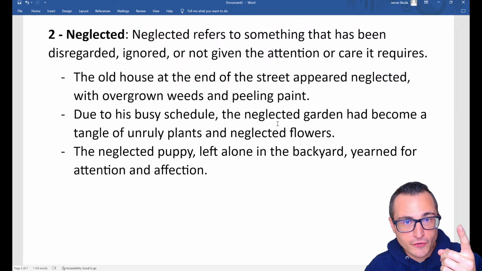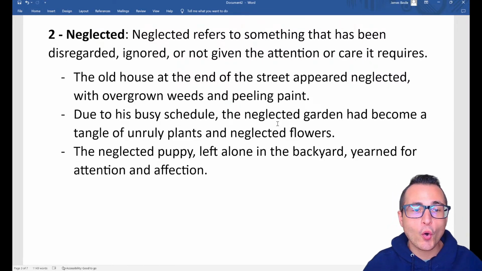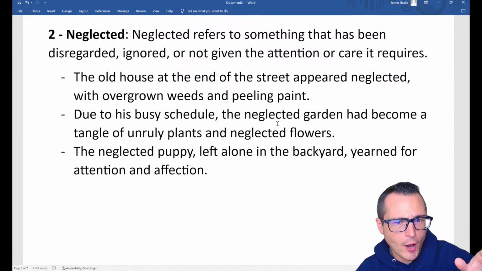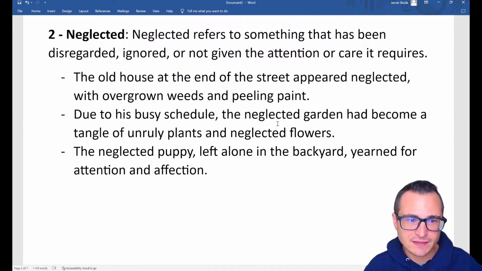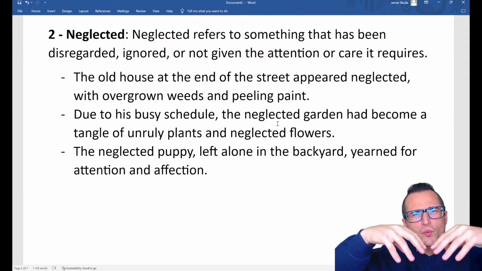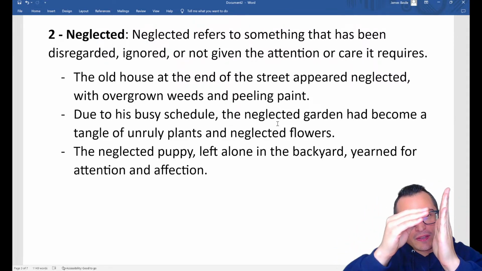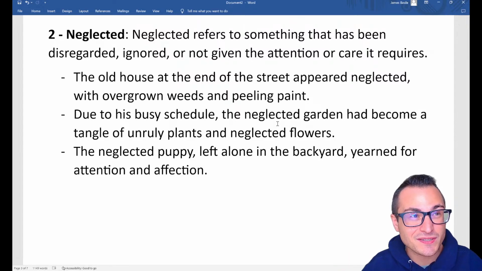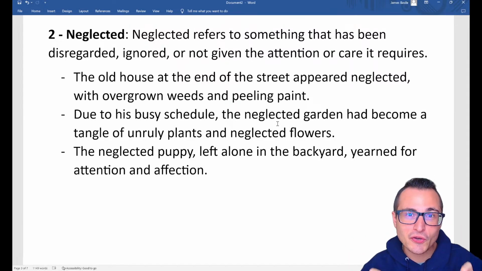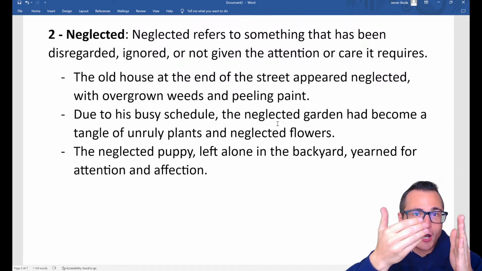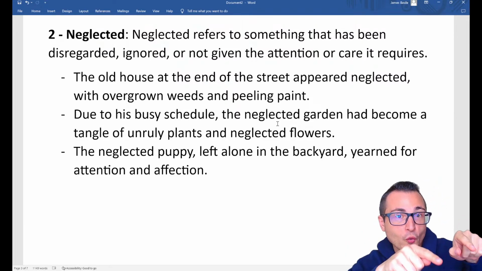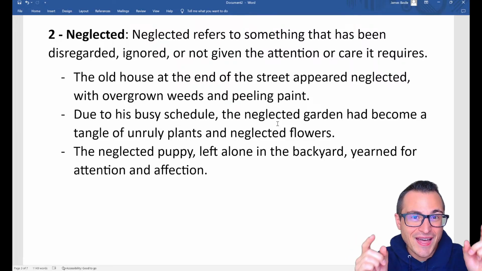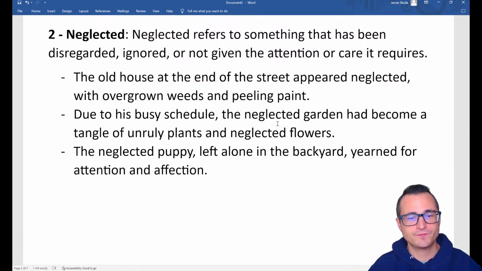For example, the first sentence is, the old house at the end of the street appeared neglected, with overgrown weeds and peeling paint. So a neglected house does not look very good, right? The paint is coming off. The weeds are growing around the house. That is a neglected house.